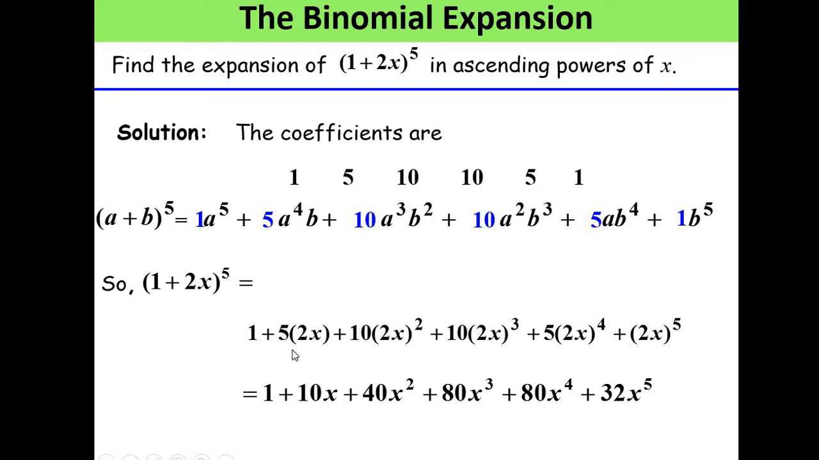Okay, so then you work out what that is. 5 times 2, 10 times 4, 10 times 8, 5 times 16, 2 to the 5 is 32. Okay, so I think that's the last one. Hopefully that makes sense. And I know you can't see your powers of 1 going down there, but you can certainly see your powers of x increasing there, can't you?